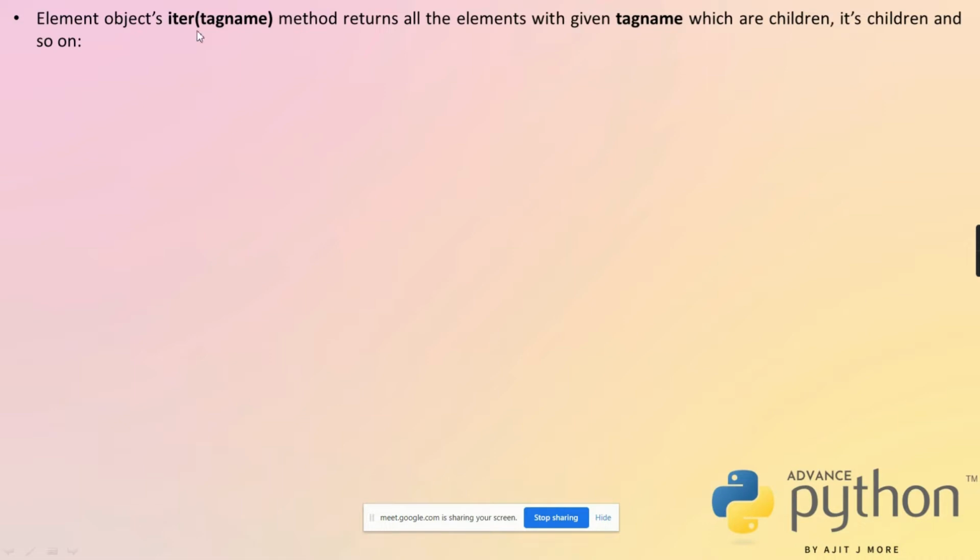And I guess this iter also we did. You give the tag name, and it will return all the elements with that tag name. Just recall, all of you. This was the last part yesterday, when we were about to finish the session. The last thing was this only, iter and then the tag name. So the element object's iter method with a tag name will return all the elements with the given tag name, irrespective of whether they are children, children's children, or their children, doesn't matter.